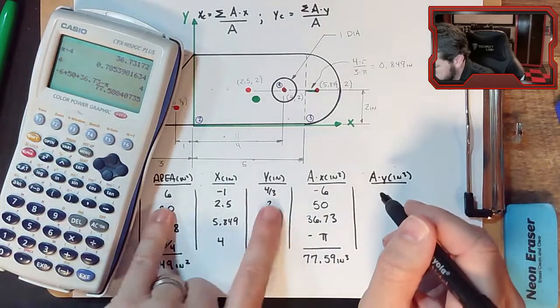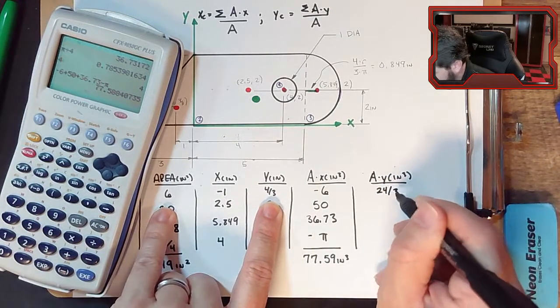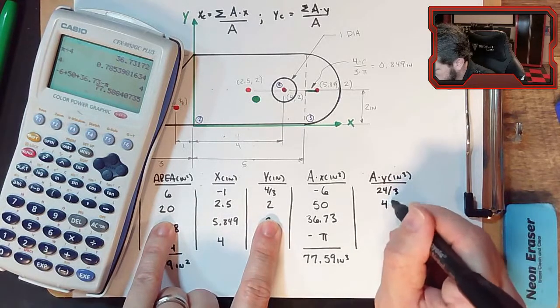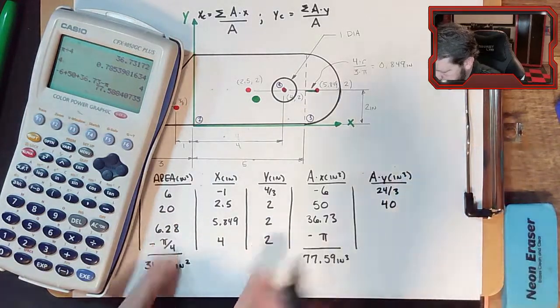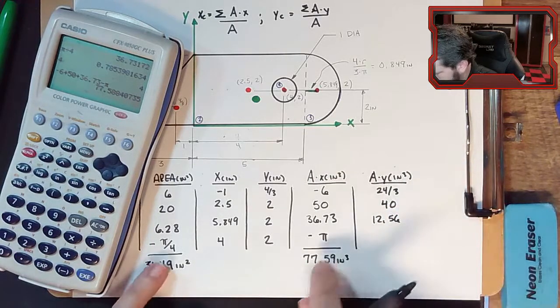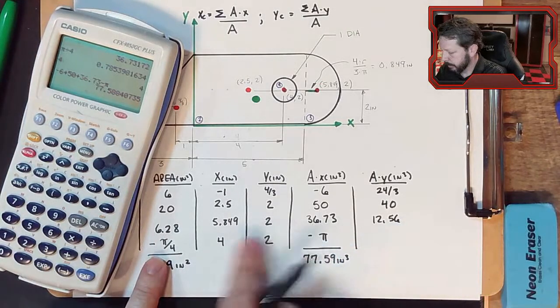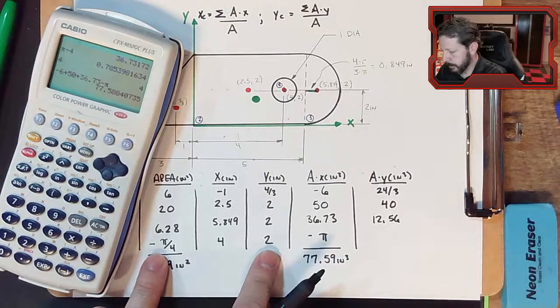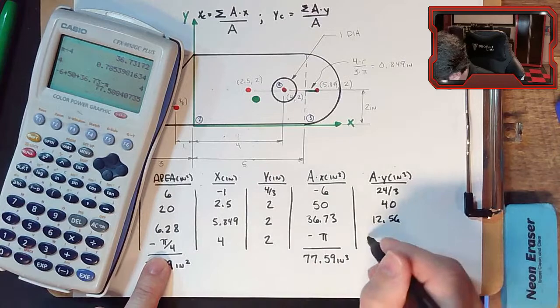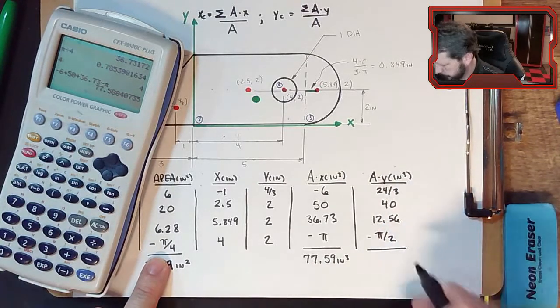So area times y, 24/3, 40, 12.56, and pi squared over 4. And these are both, oh wait, I'm looking at the wrong thing. Pi over 2, negative pi over 2. And we sum this thing up.